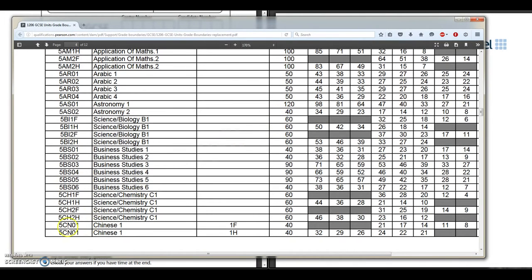Let's have a look, see here. So you're on this row. You're doing chemistry, no, that's chemistry 2, chemistry 1, there we are. Chemistry 1, out of 60 marks, if you got 44, you got an A star. If you got over 36, you got an A. If you got over 28, you got a B. If you got over 21, you got a C. 14 for a D. 10 for an E.